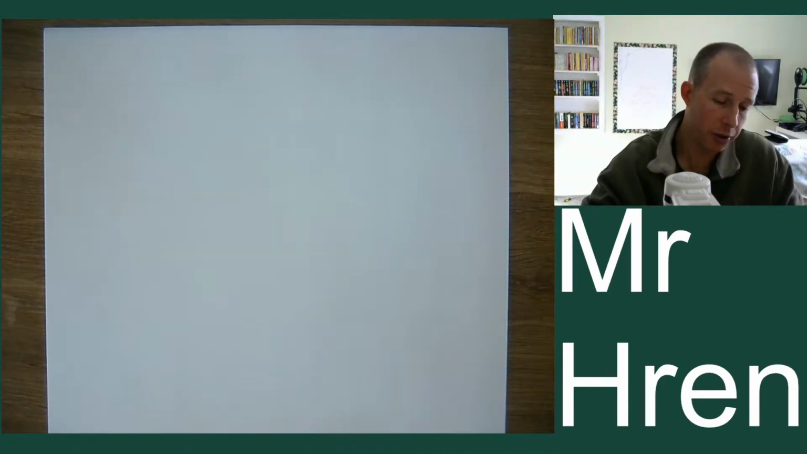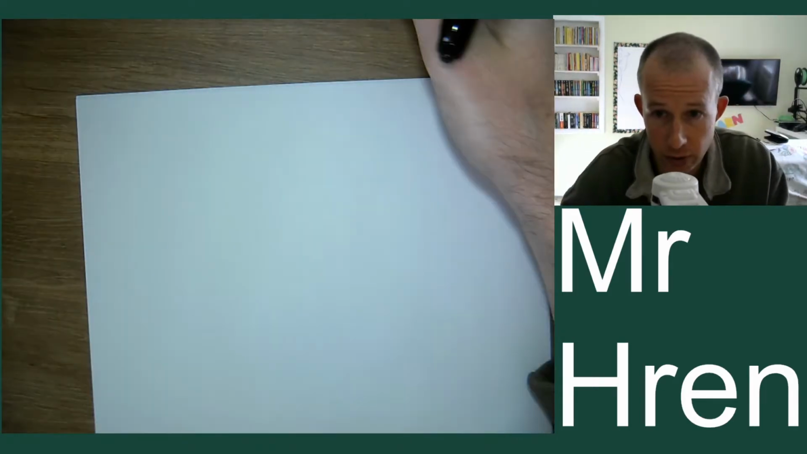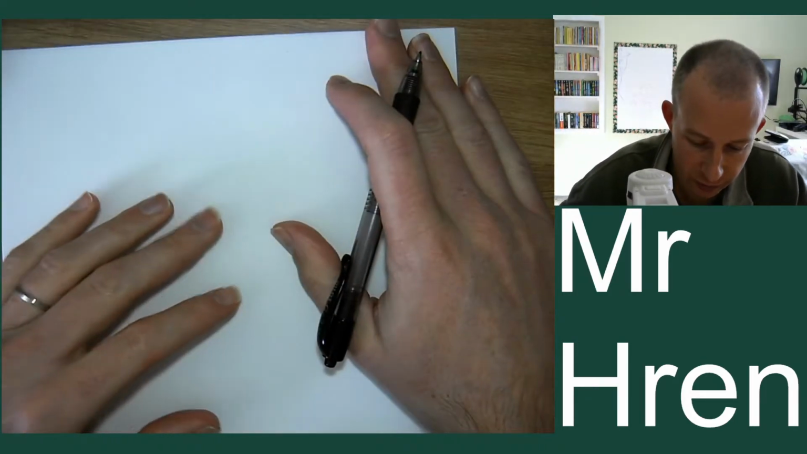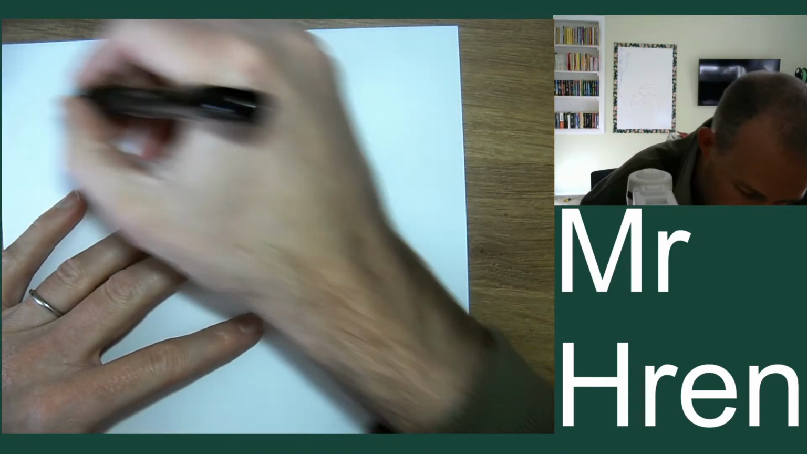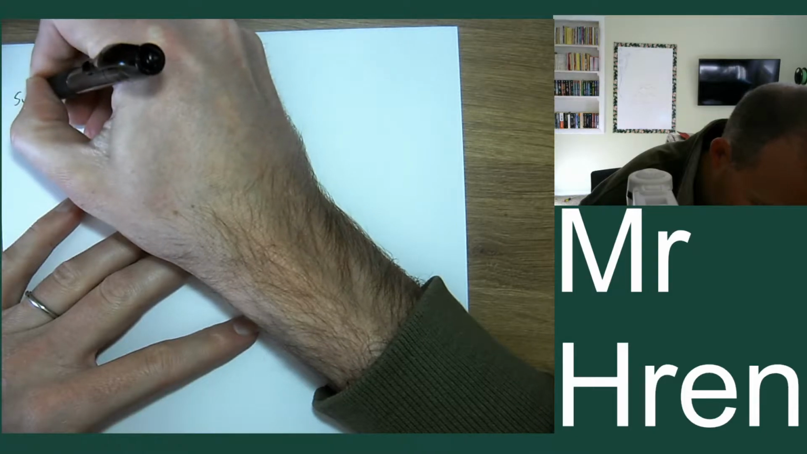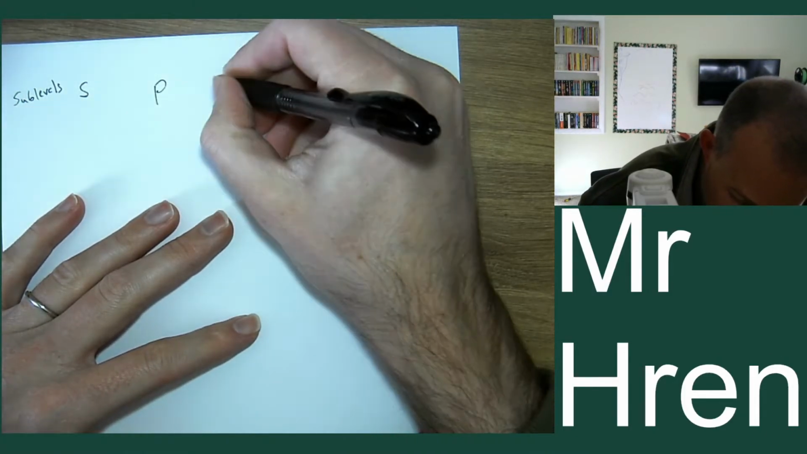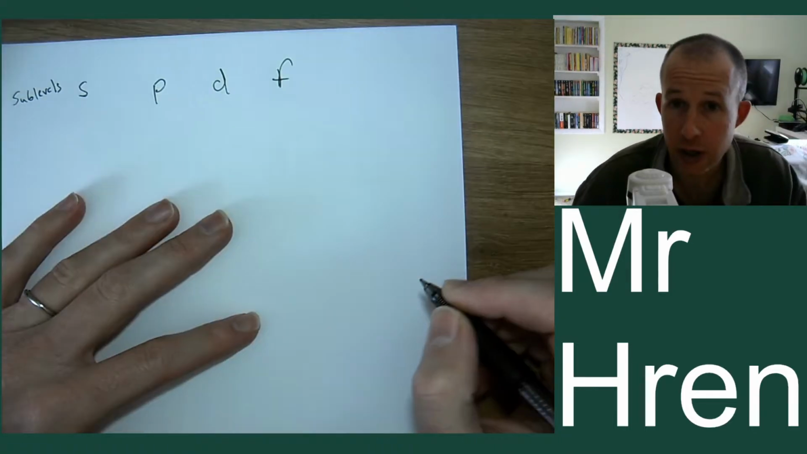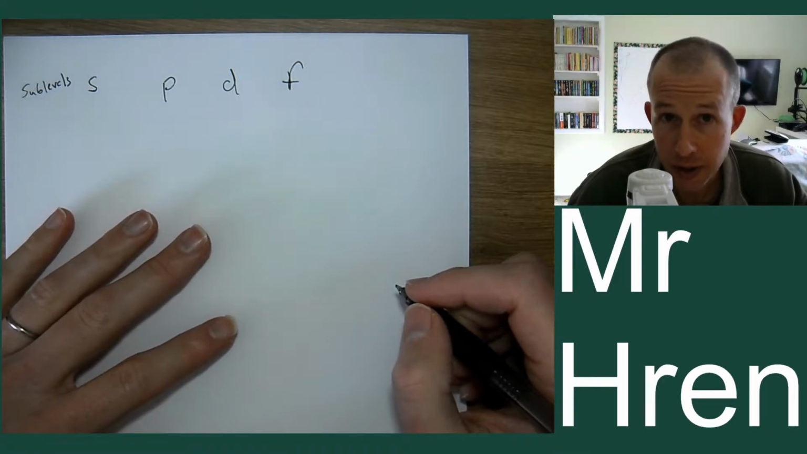So, basic idea is this. Remember that we have four major sublevels. So we have the S sublevel, we have P, we have D, and we have F. All right, so these are sublevels. Those sublevels are made of energy levels.